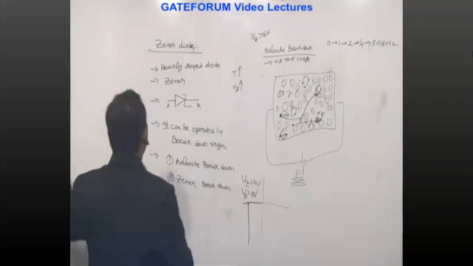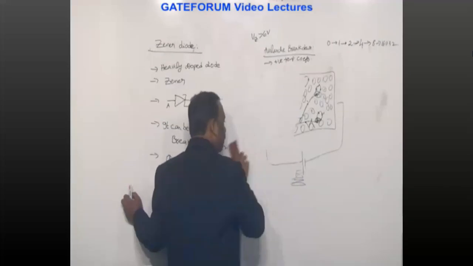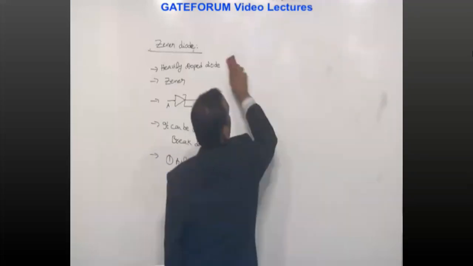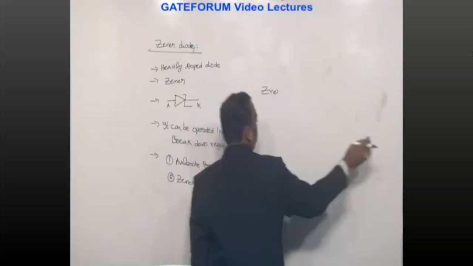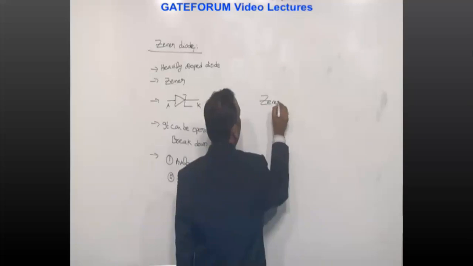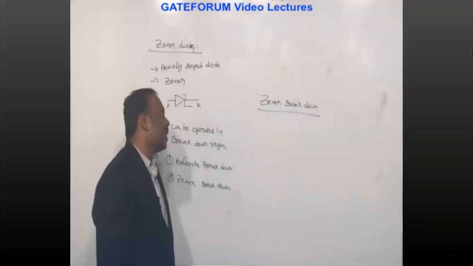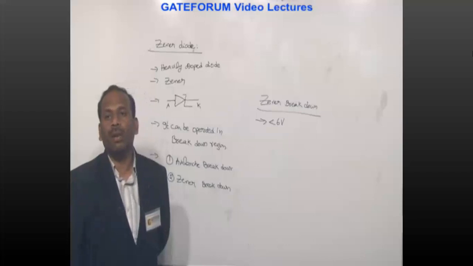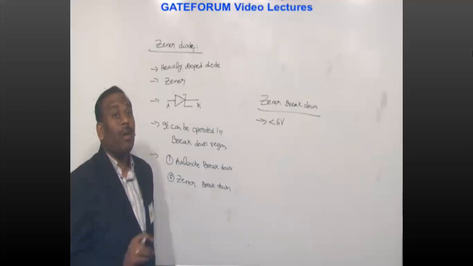Now comes the second one. This breakdown will happen at less than 6 volts. If the breakdown voltage is less than 6 volts, then Zener breakdown will take place. What is meant by Zener?